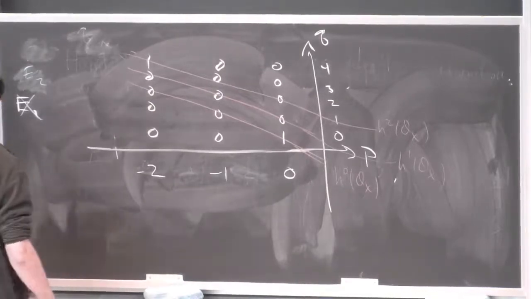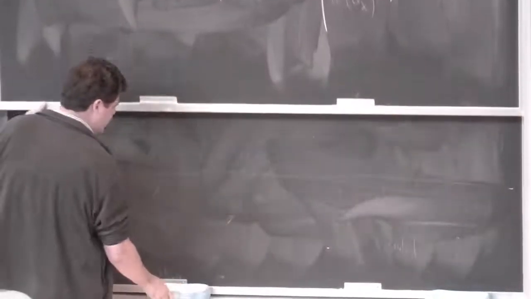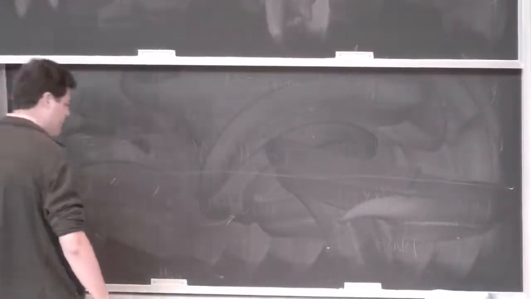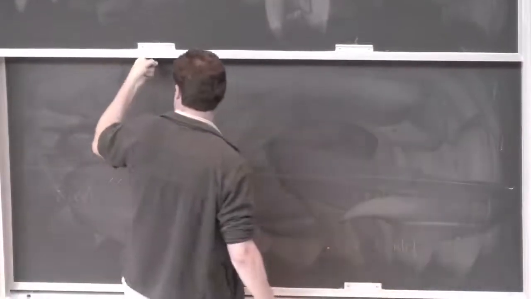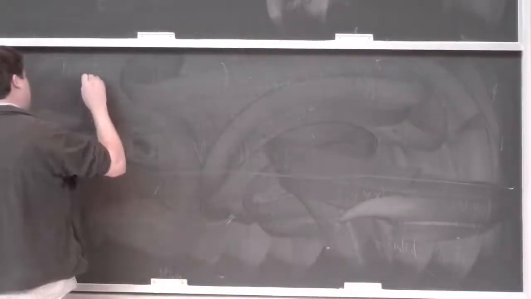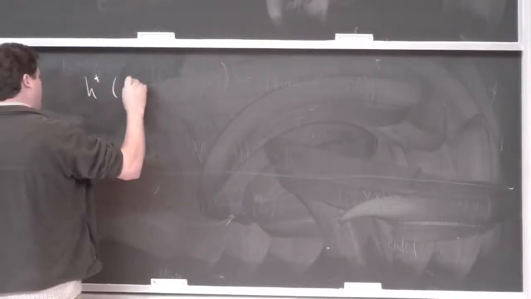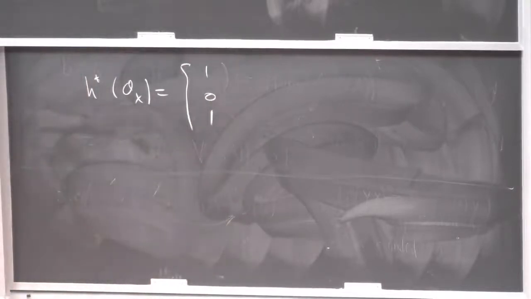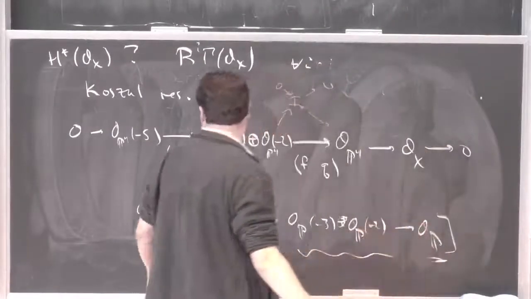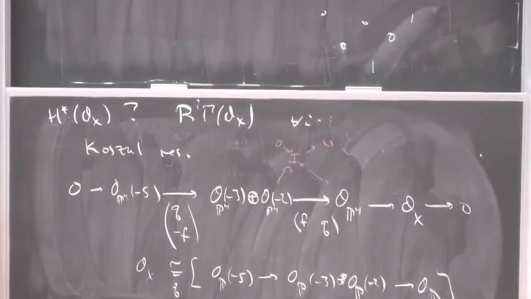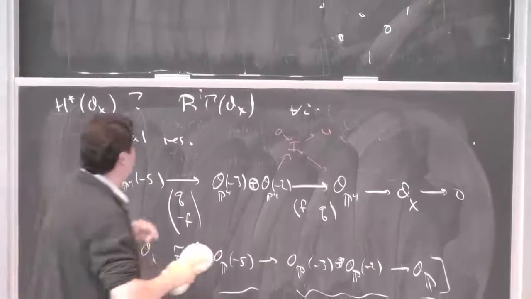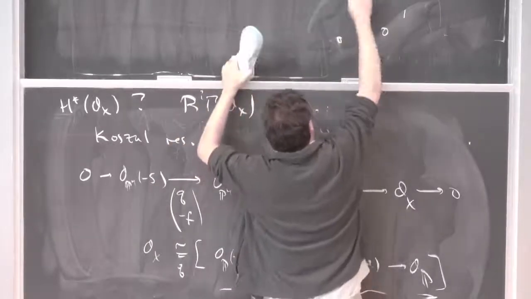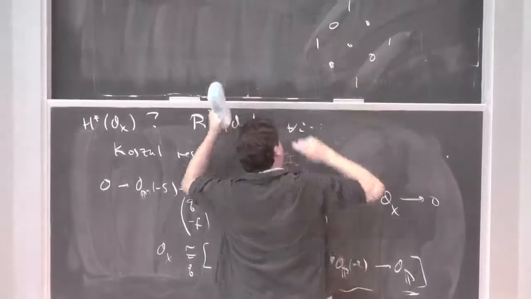So without chopping this long exact sequence into short exact sequences, we've found that the cohomology of OX is 1, 0, and 1. And so here, in the Hodge diamond, I can put 1, 0, and 1. And by Serre duality, I can put also 1, 0, and 1 there.